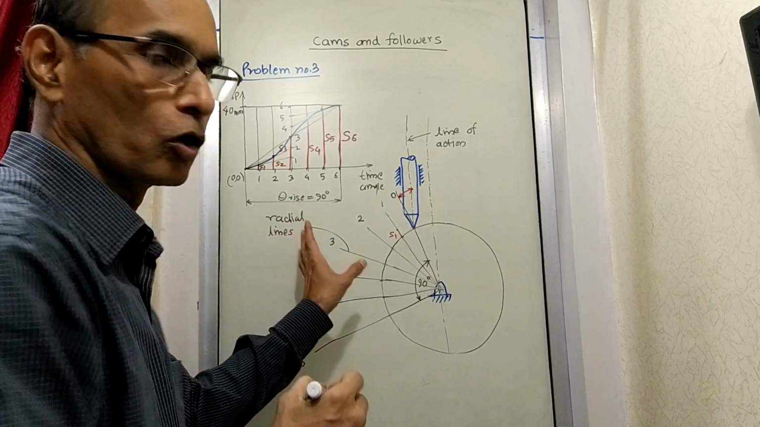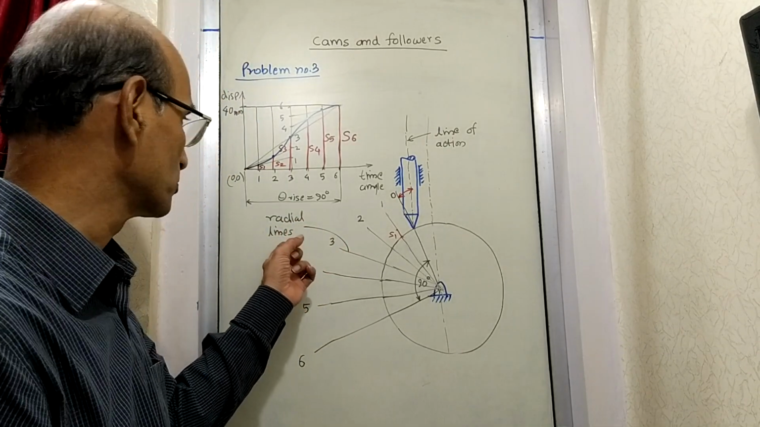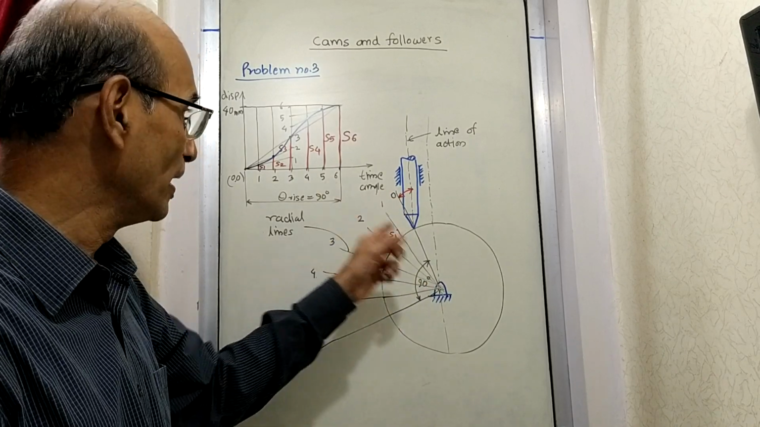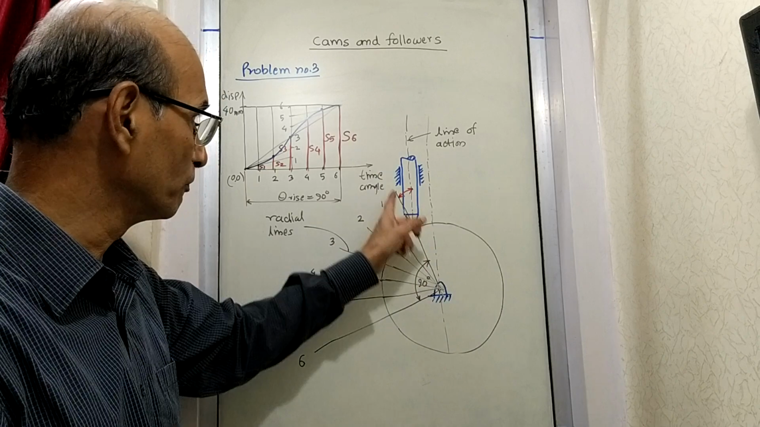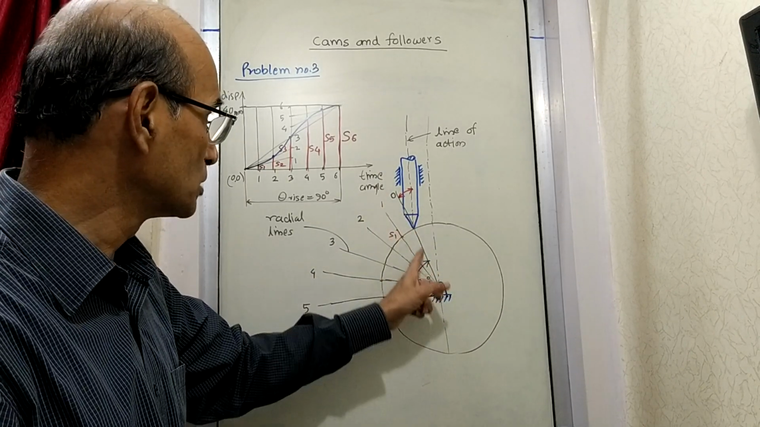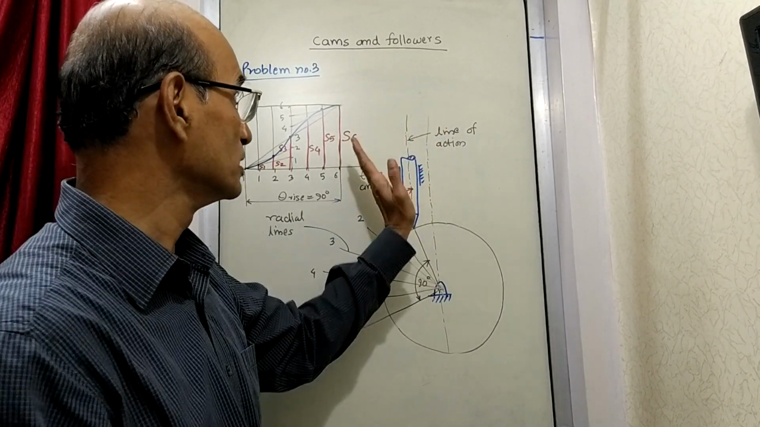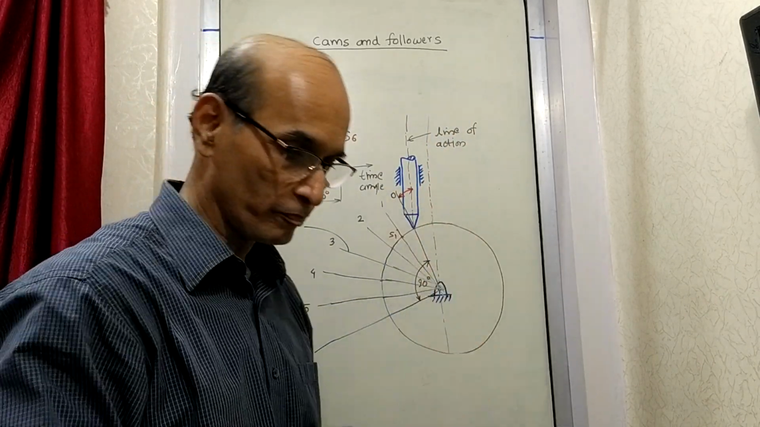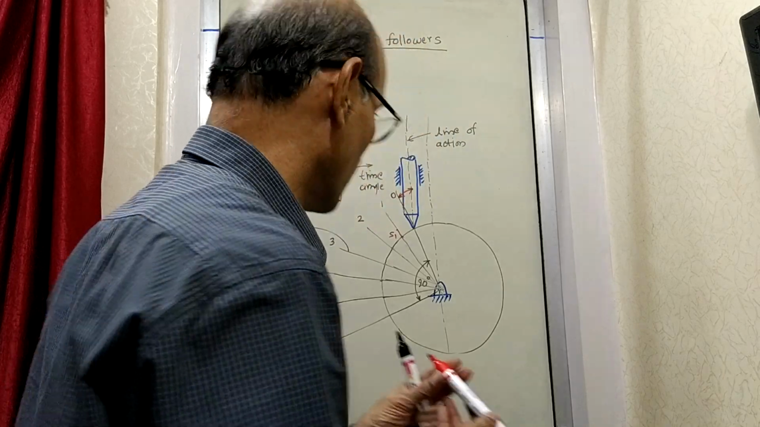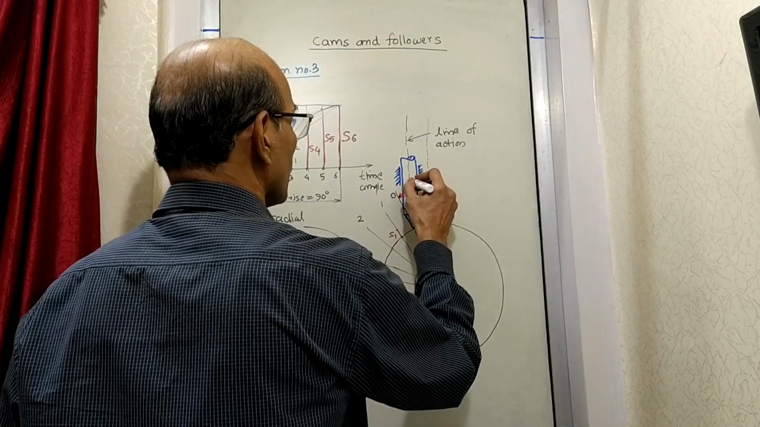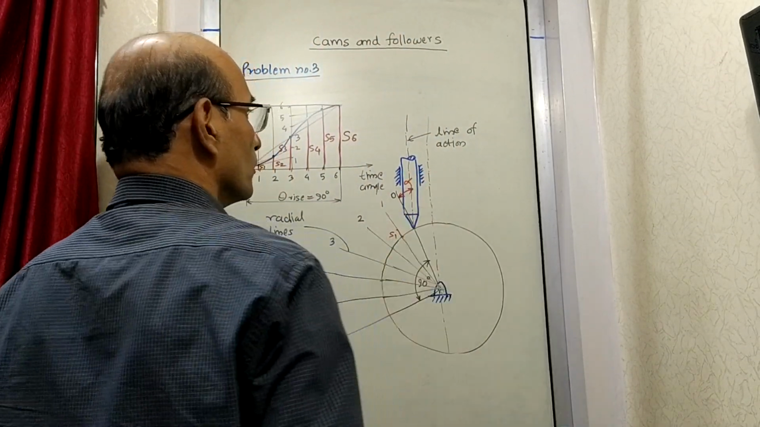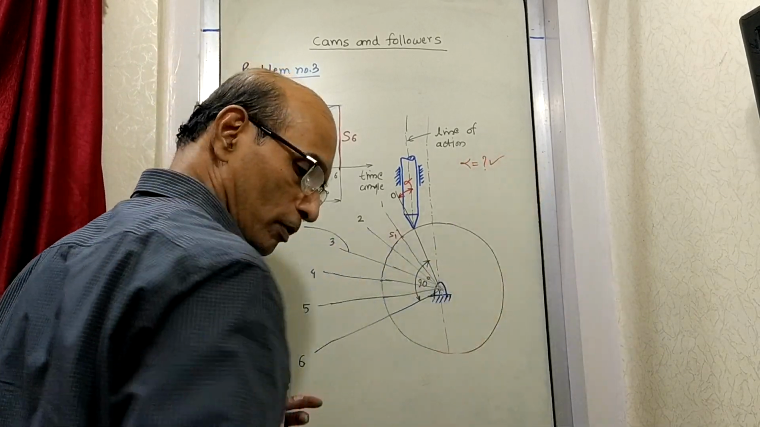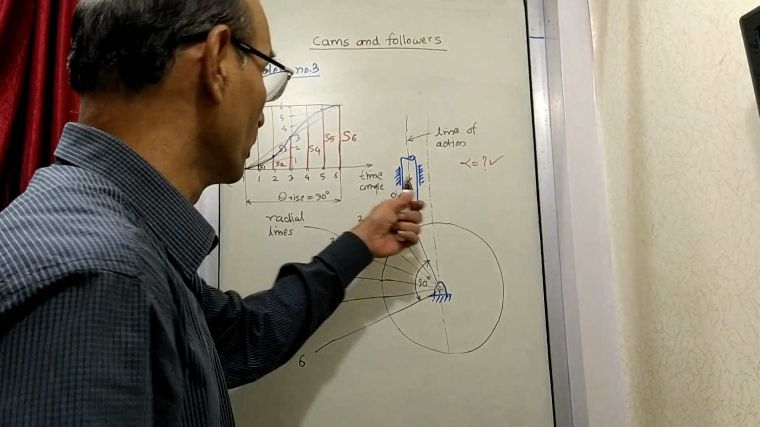Now this you do not draw when you are drawing, it is only for explanation. These lines are radial lines, all the 6 lines are radial lines, and if you look at the first radial line from 0, with respect to the radial line, the line of action is behind in this direction by a certain angle. Suppose I call that angle alpha. Measure and find out how much is alpha.